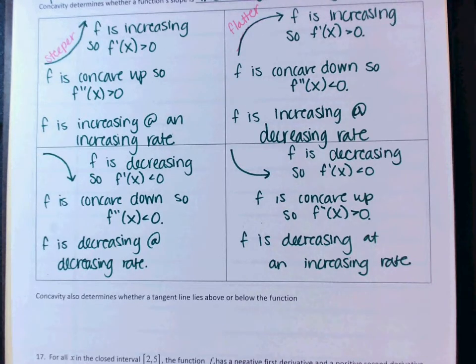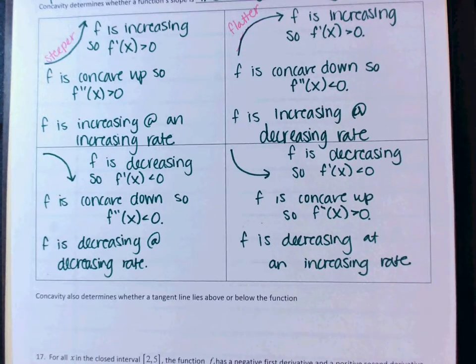Now look at these two graphs. This one was increasing but concave down. What was happening in the graph? It was getting flatter. But now look at this one. I'm decreasing but I'm concave up. What was happening in my graph? It was getting flatter. Why was it getting flatter? Because one of my derivatives was positive, the other one was negative. They were fighting against each other. That flattens out your graph.